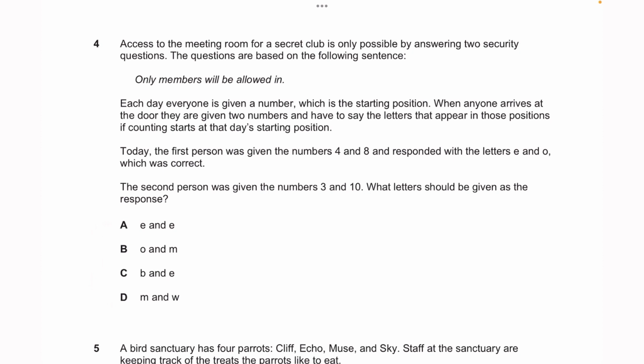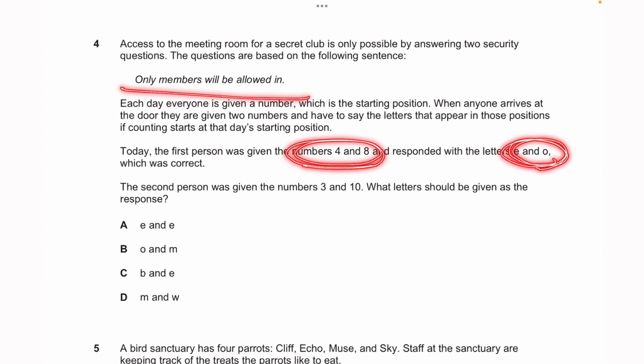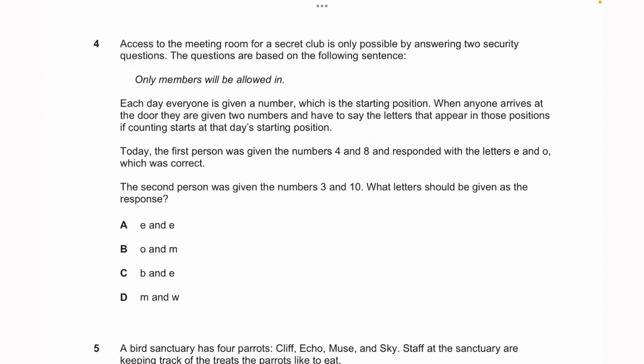So as you can see, one thing you need to understand is that the questions are based on the following sentence. So we're actually connecting that the numbers 4 and 8 responded with the letters E and O are related to the letters and numbers within here. Okay, that's the key thing. We are looking specifically at this. Okay, and so what we know so far is that the first person was given the numbers 4 and 8, and the letters that corresponded was E and O.